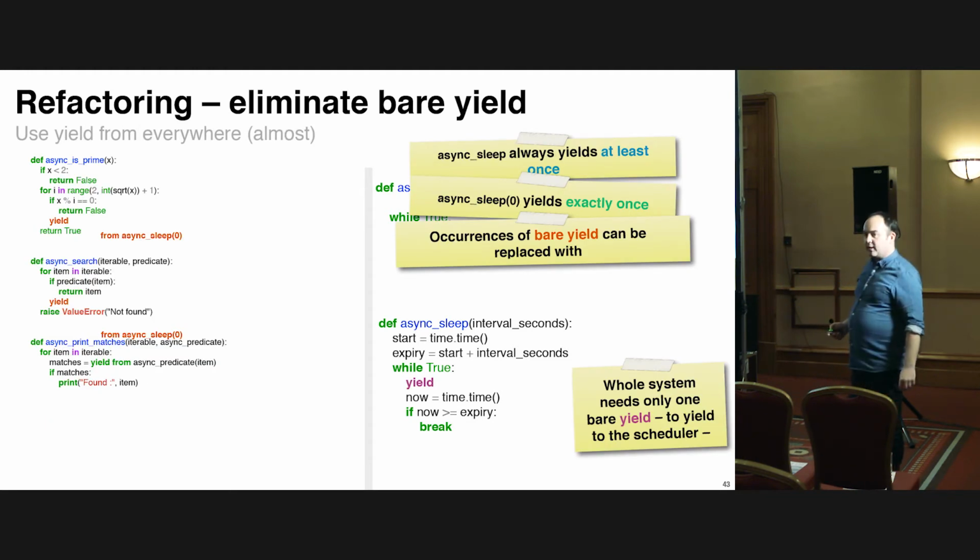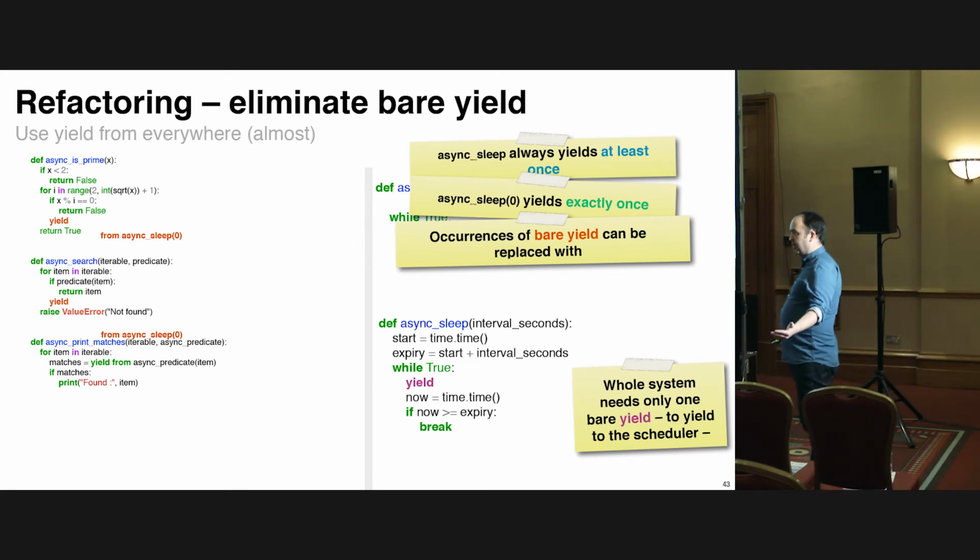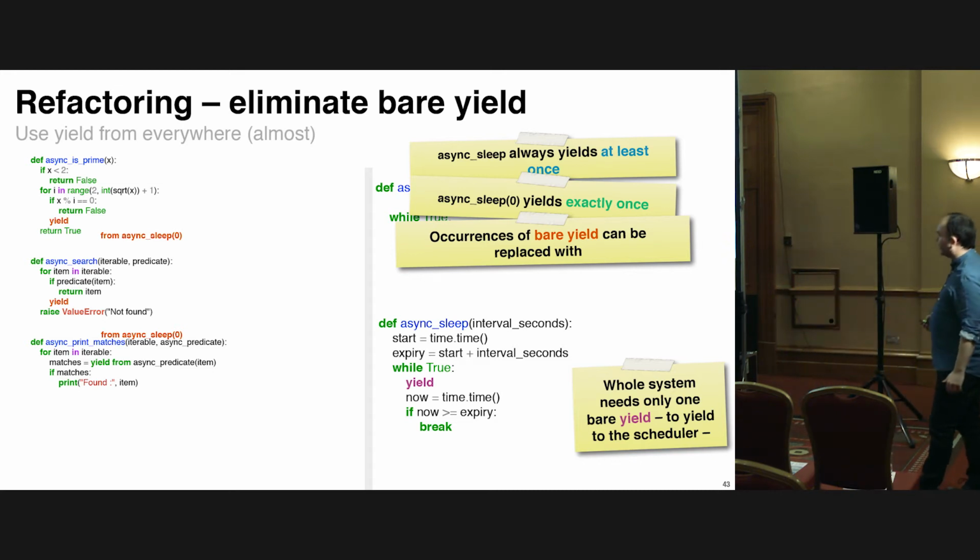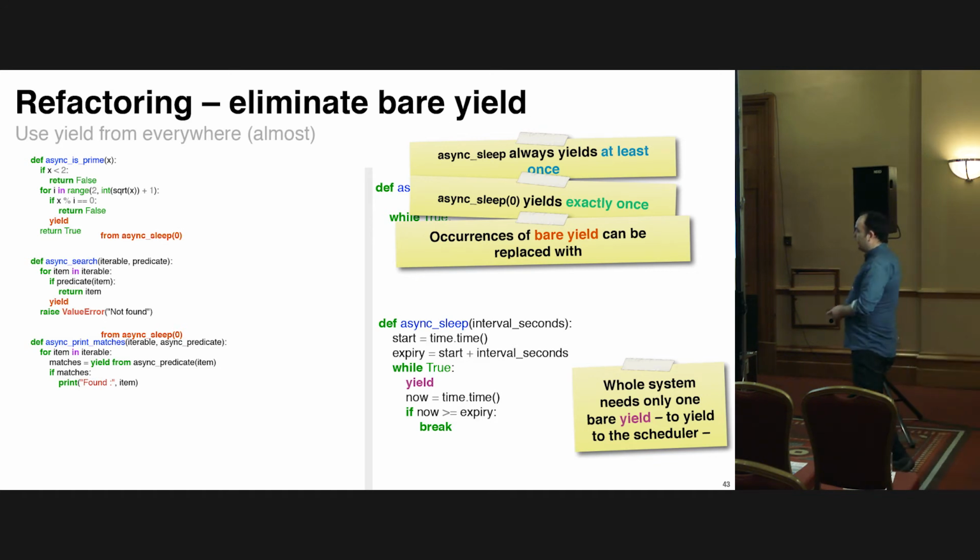So here's all the other code we've had so far. Async is prime, async search, async print matches. We've got a bare yield there and a bare yield there. We can convert those to yield from async sleep 0 without any change in the behavior of the program. Okay? We're actually making it do a bit more work, but so what? It's a useful thing to do. And what this means, and this is really interesting, is that if you do this refactoring, now your whole program only needs one bare yield in it, which is the one inside sleep.